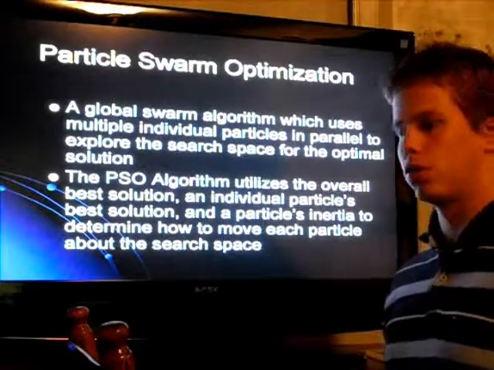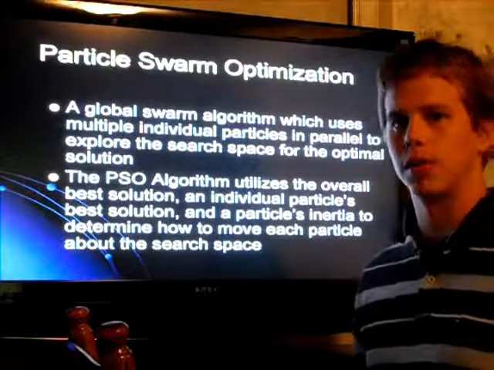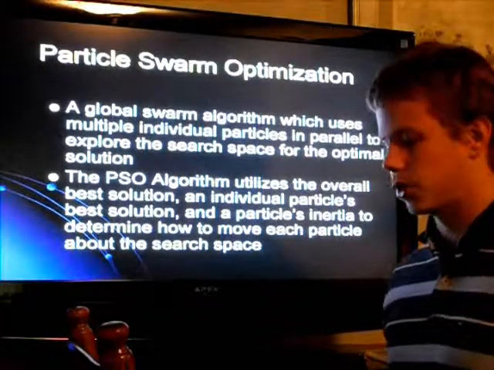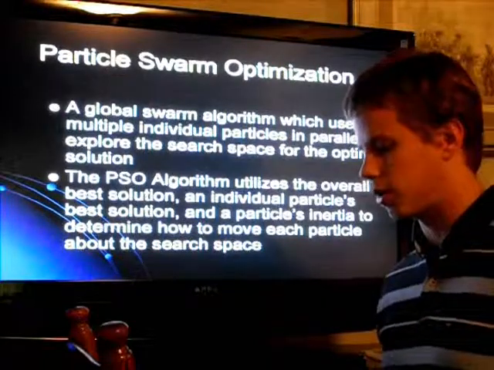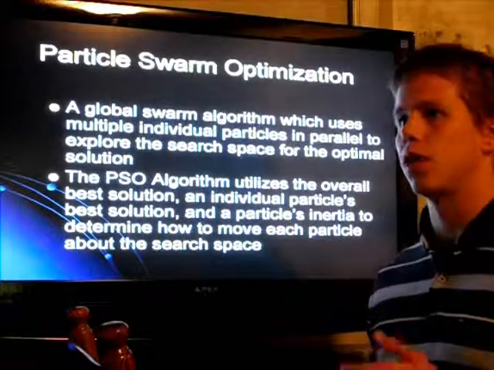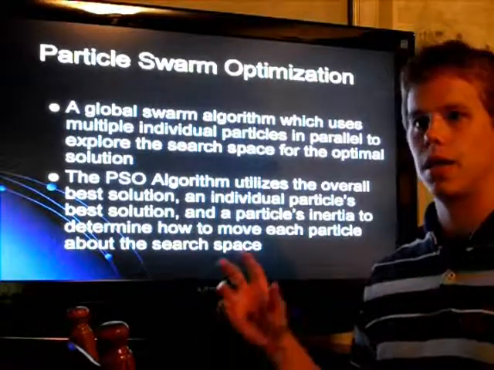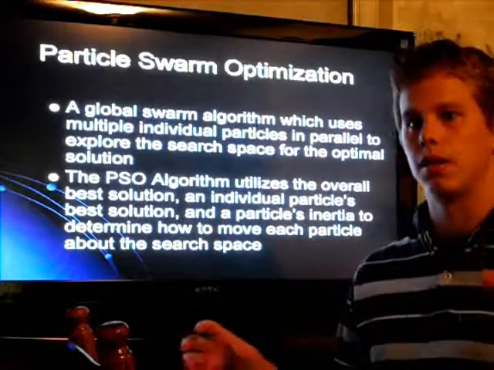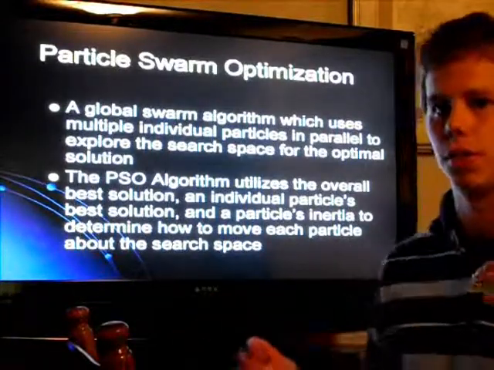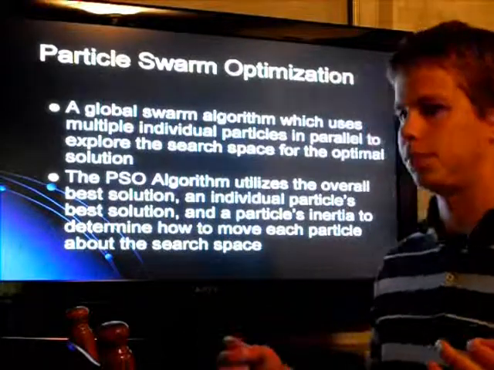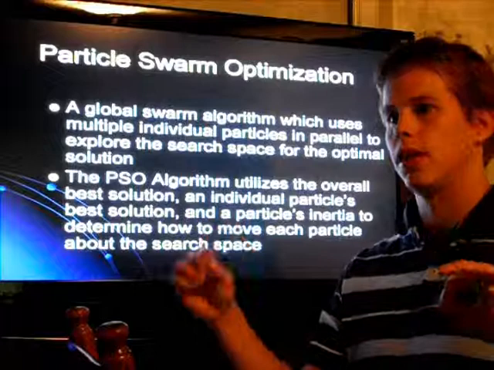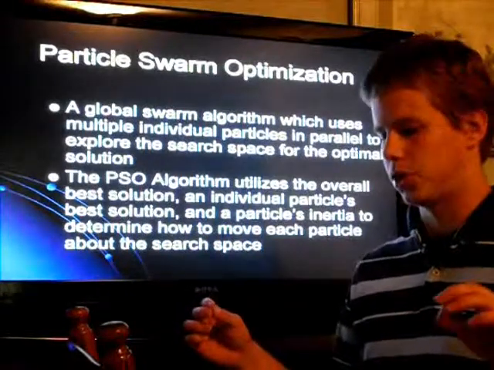Now what particle swarm optimization is, the basic one, is just a global swarm algorithm which uses multiple individual particles in parallel to explore the search space for the optimal solution. Now what this basically means is that each particle is in this 10-dimensional search space, because each attribute represents a dimension. So these particles are flying around in this search space and they're trying to find the best solution.